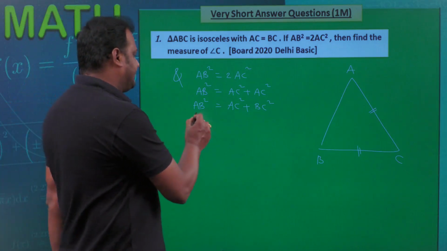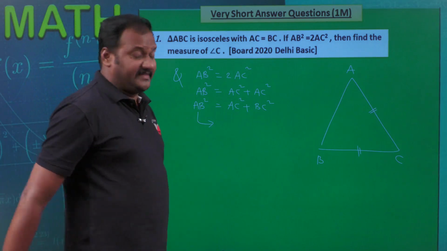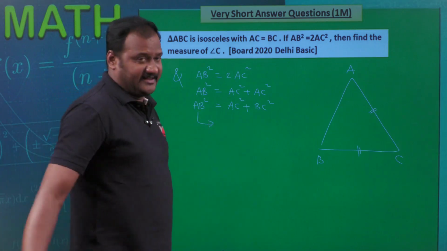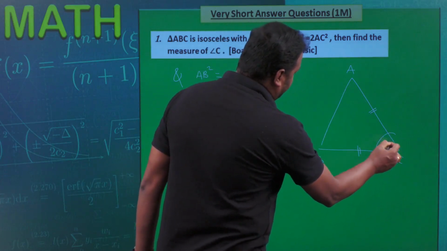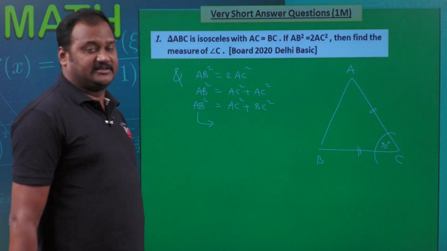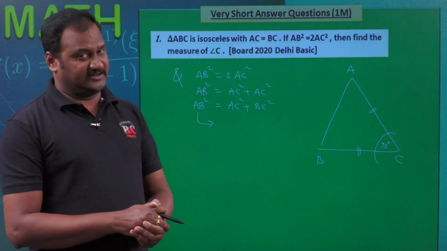So what is the greatest side here? AB is the greatest side. Then what is the angle opposite to the greatest side? The angle opposite to AB is C. So this angle is going to be a right angle. That is what the converse of Pythagoras theorem says.